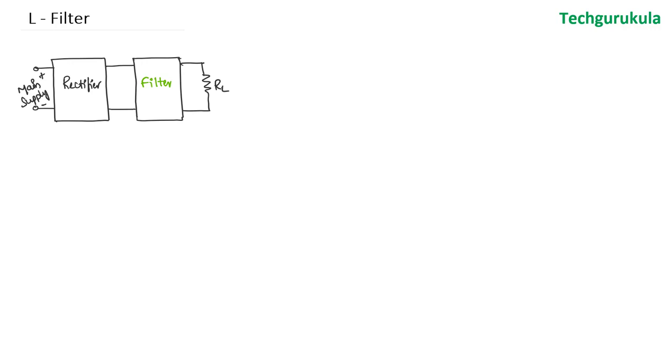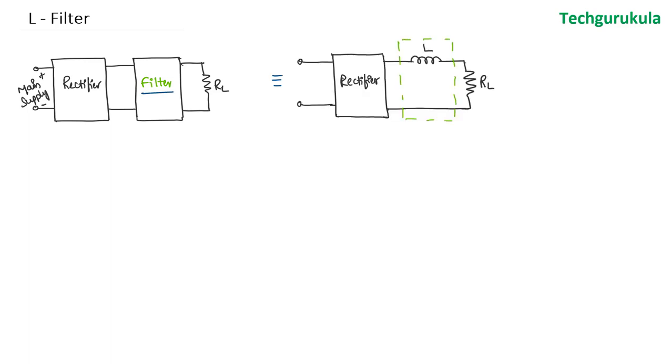As part of filters in power supplies, the first filter we're going to see in this video is the L filter, the inductor filter. So in place of this filter block here, we'll have an inductor filter placed. In the filter place we have an inductor, which is in series with the load resistor.